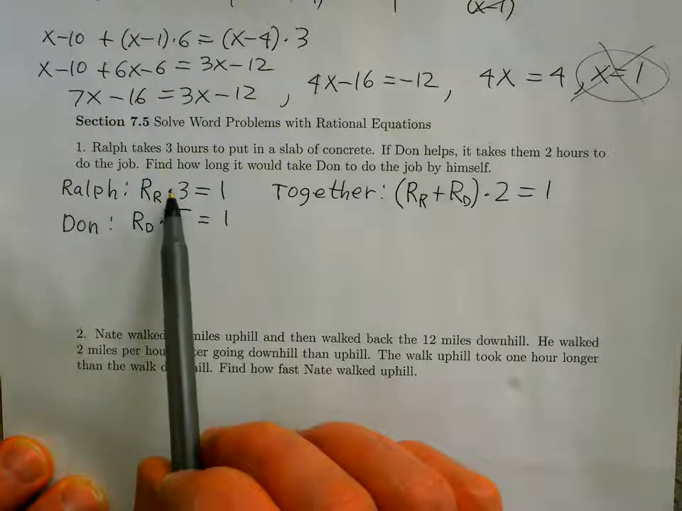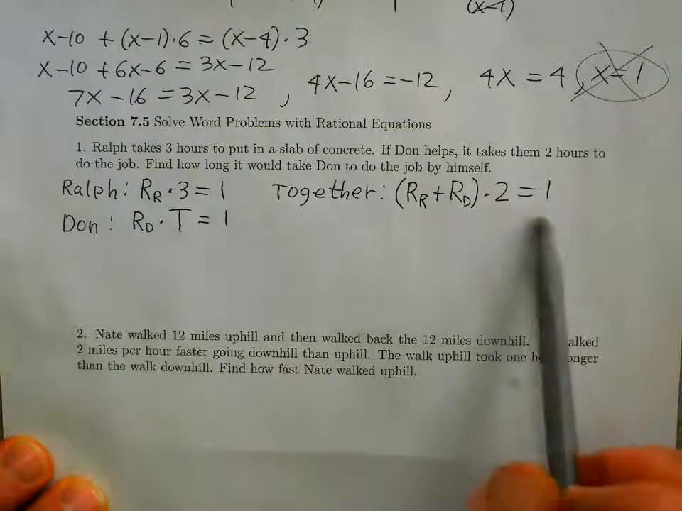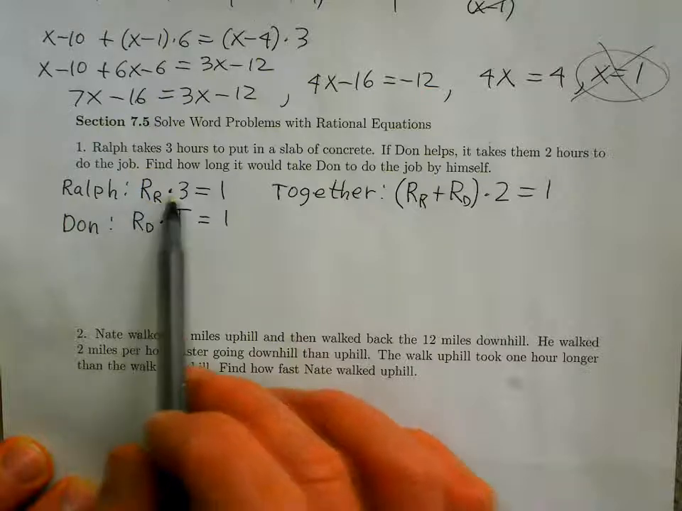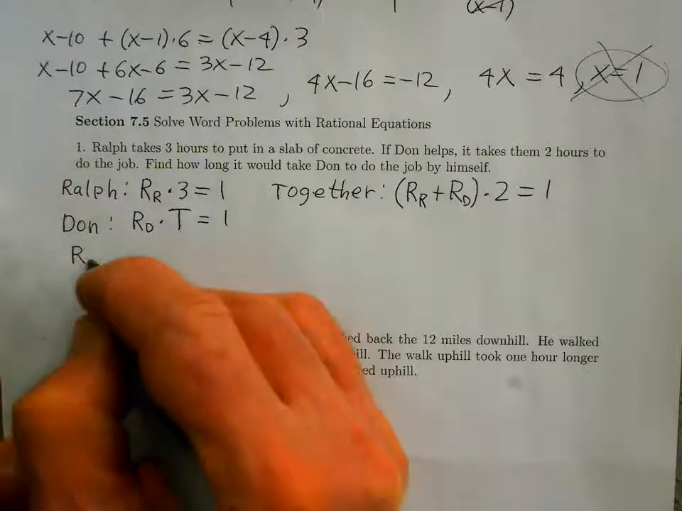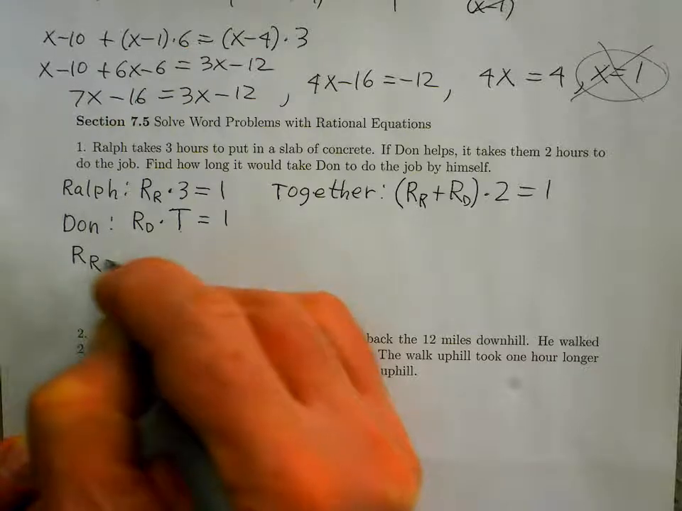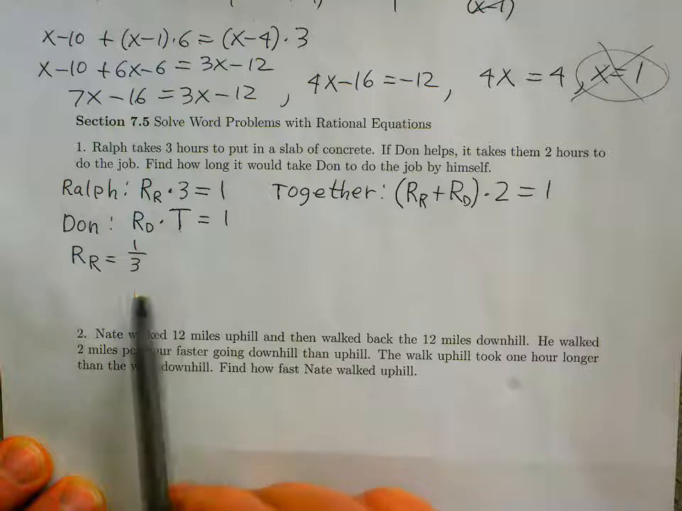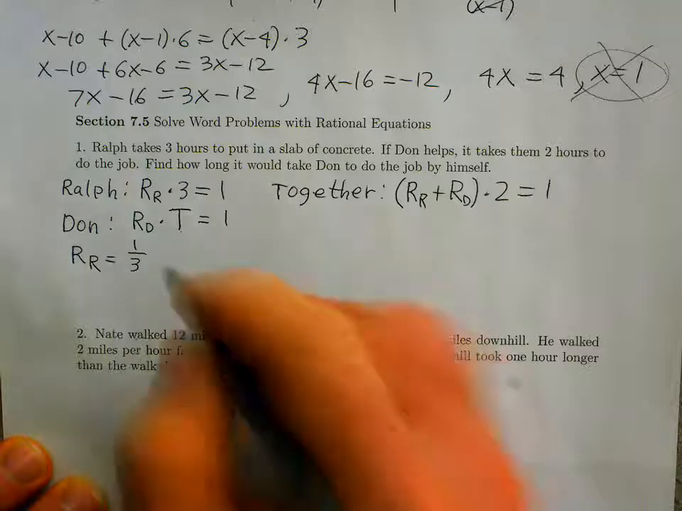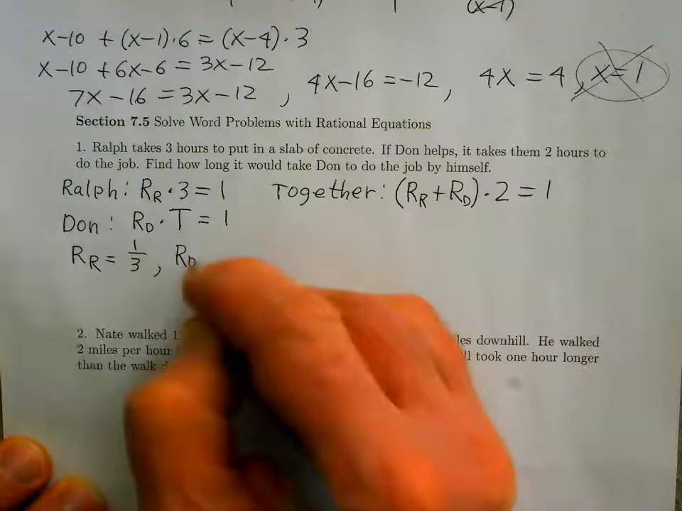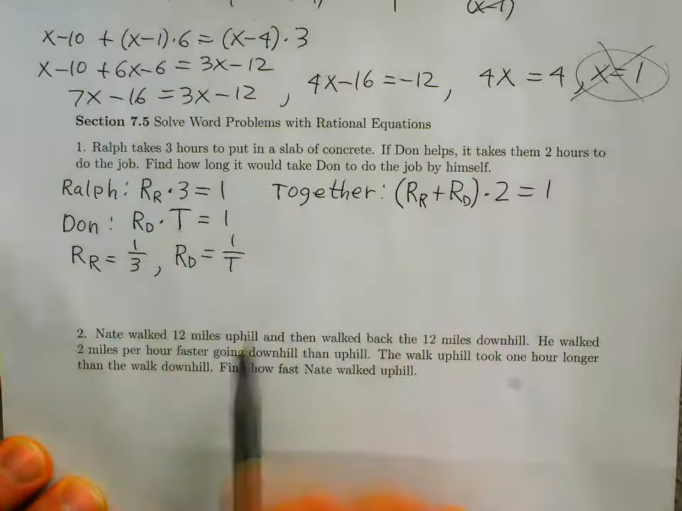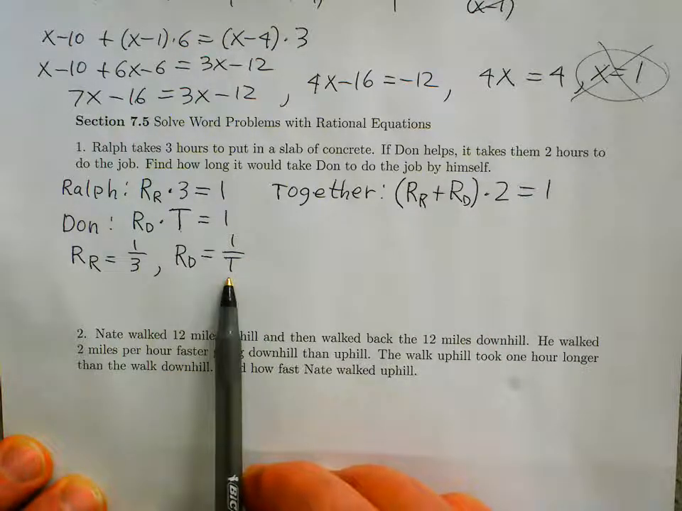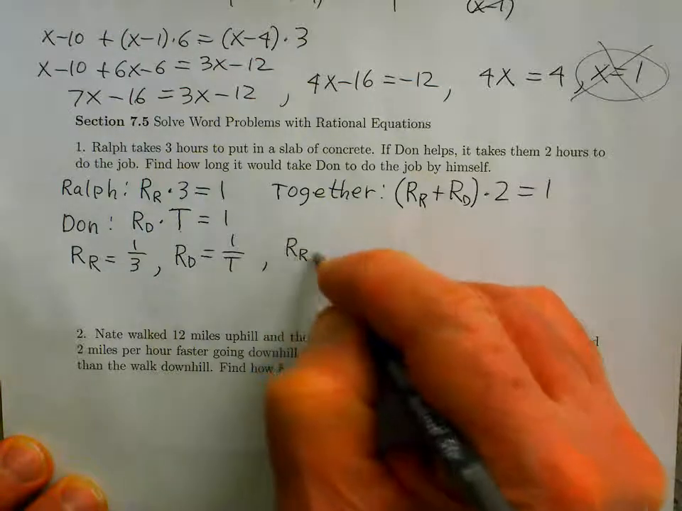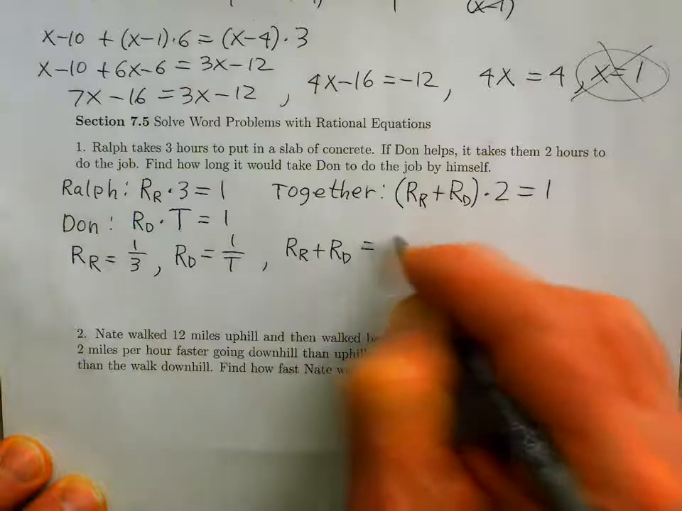So the next step, we solve each of those 3 equations for the rates. For Ralph's equation, his rate times 3 hours equals 1. So Ralph's rate is 1/3, which means that he can complete 1/3 of the job per hour. That's his hourly rate. Don's rate is 1/t. We don't know how many hours it's going to take him yet. And when they work together, Ralph's rate plus Don's rate is 1/2.